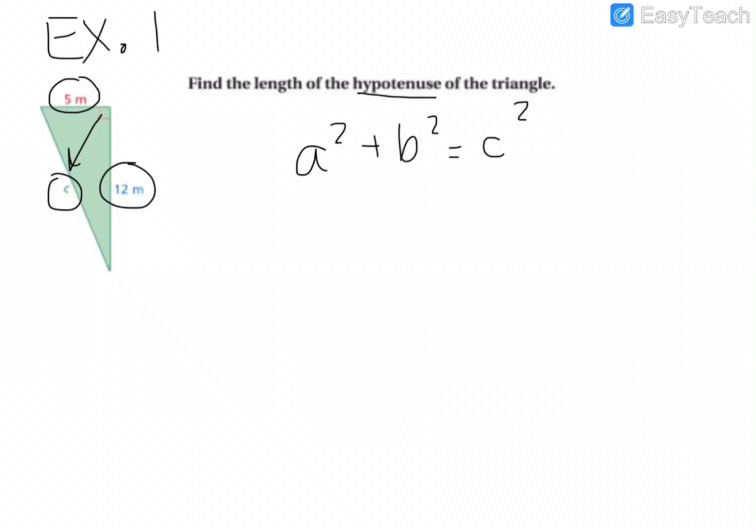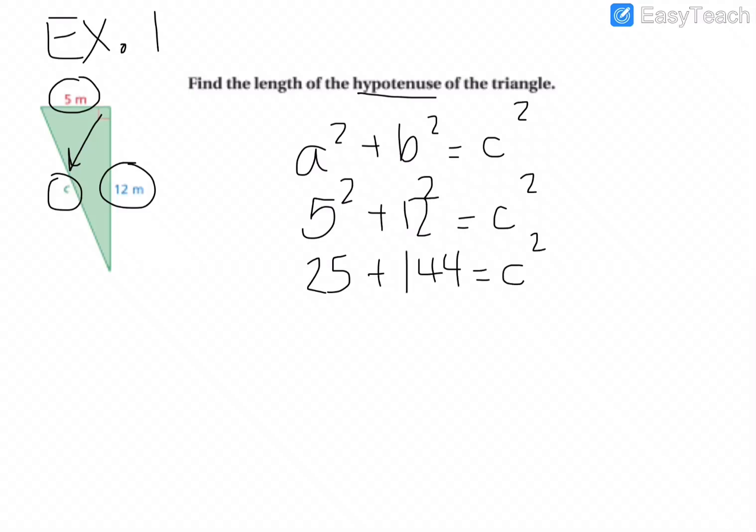So it wouldn't matter if we said 5 squared plus 12 squared, or if we said 12 squared plus 5 squared. Does not matter which one is A and which one is B, because 12 squared plus 5 squared is still going to equal the same thing. So we do 5 squared. 5 times 5 is 25. And we do 12 squared, and 12 times 12 is 144. If you don't know those off the top of your head yet, you will probably start to remember those, because these are going to be the numbers that you use quite often.